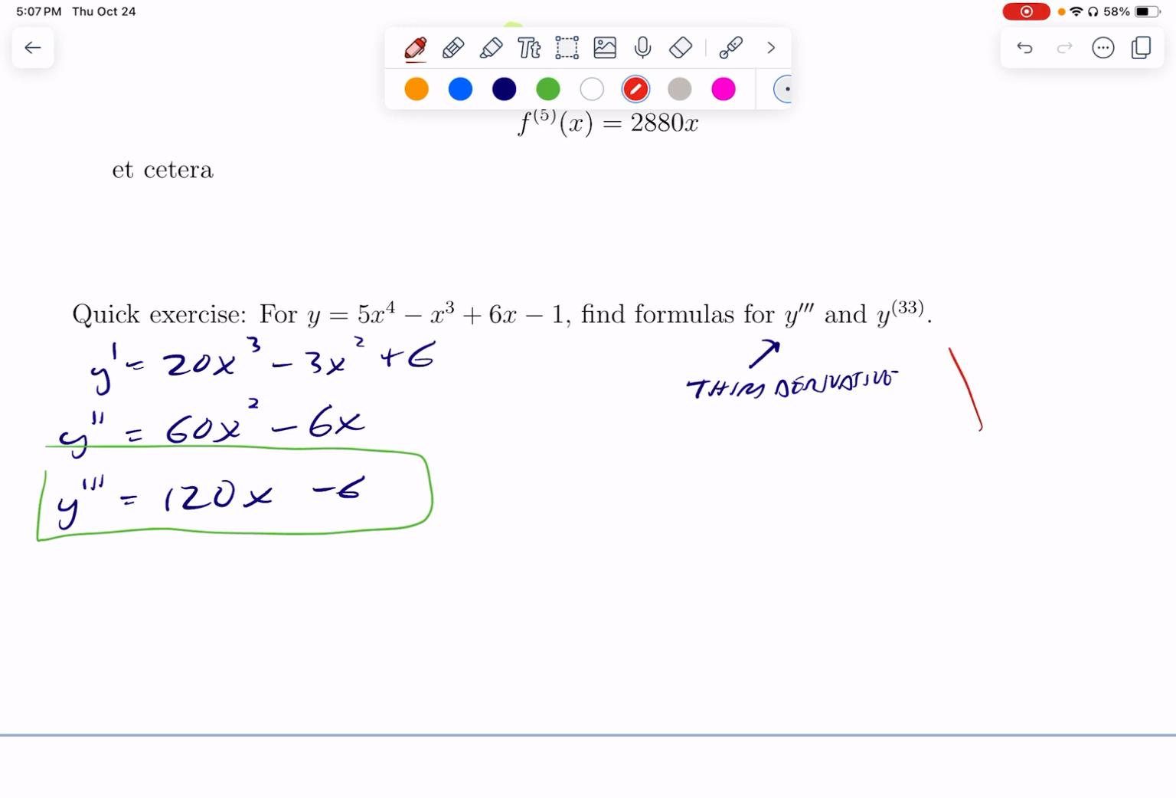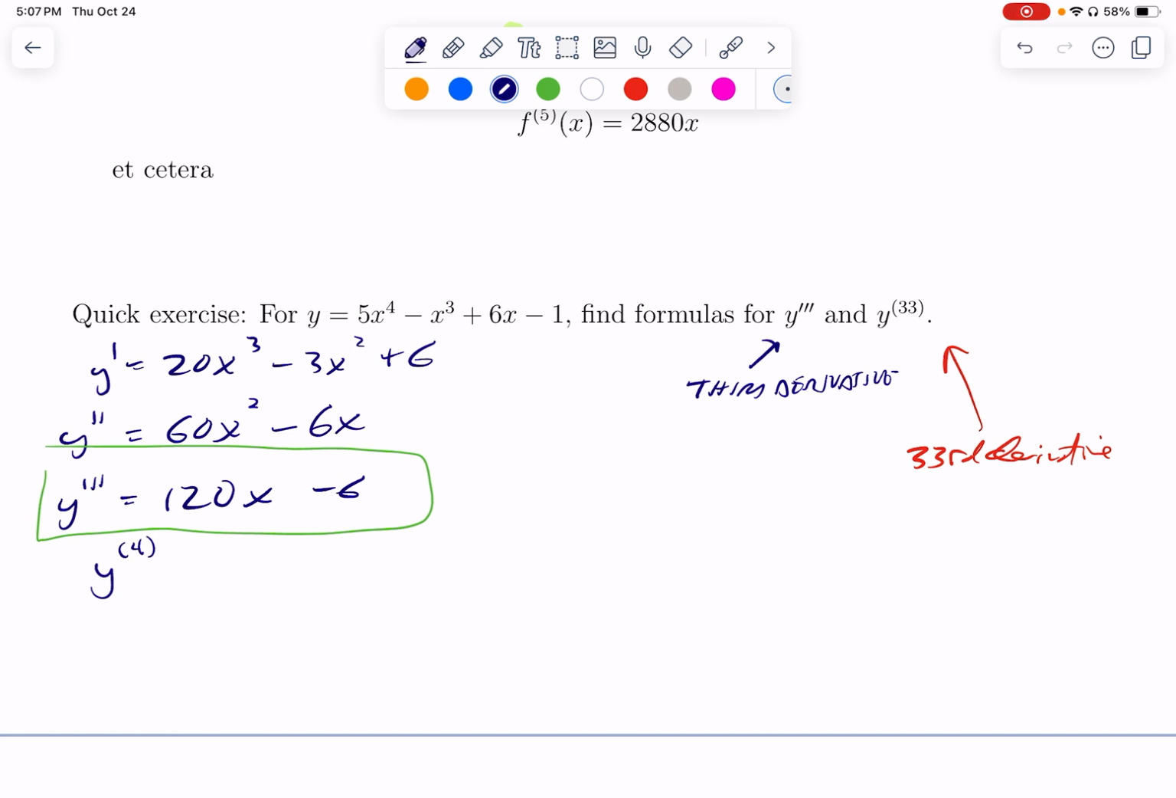Now this means the 33rd derivative. And one thing you want to file away is anytime you're asked something with a really huge number like that, probably you're not actually going to do all those steps. Someone's trying to figure out if you can notice a pattern. So let's maybe do a little bit more.